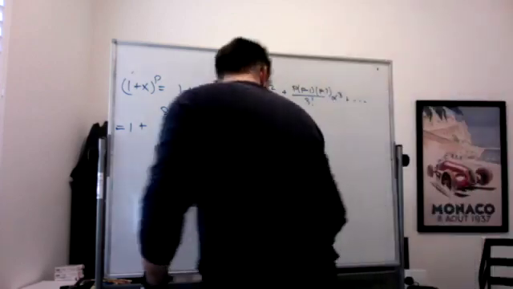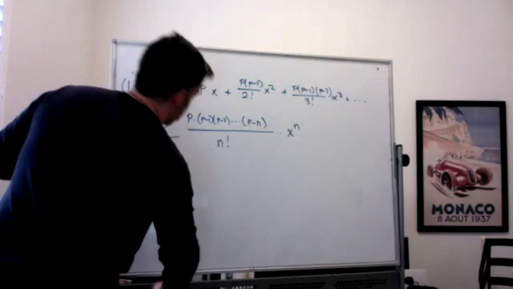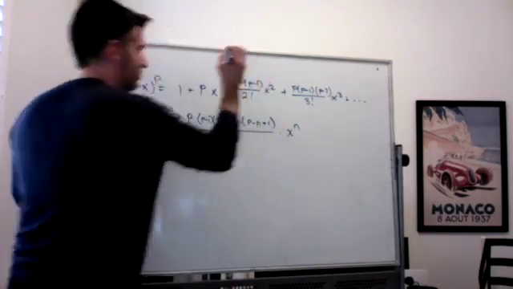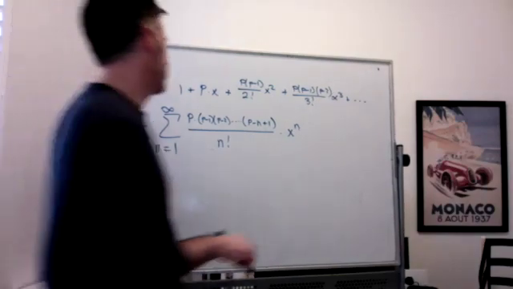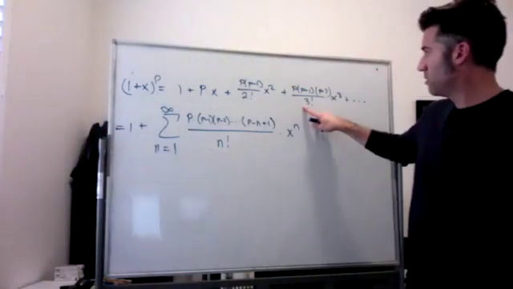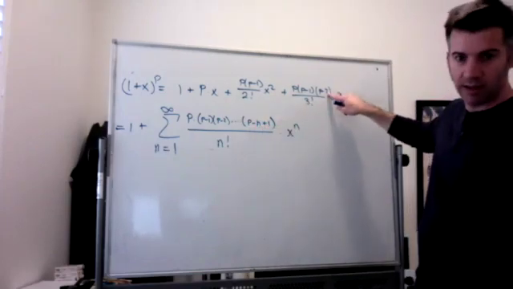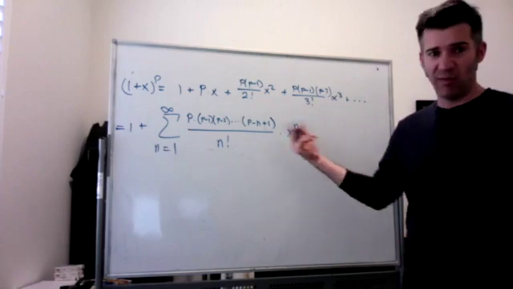This should be down to p minus n plus 1. Which makes sense, right? Because if n is 3, I should get down to p minus 3 plus 1, which is p minus 2. Seems good. But again, I wouldn't memorize this.